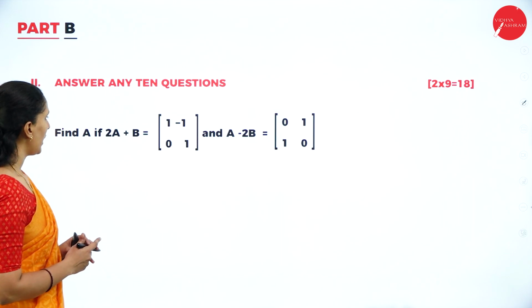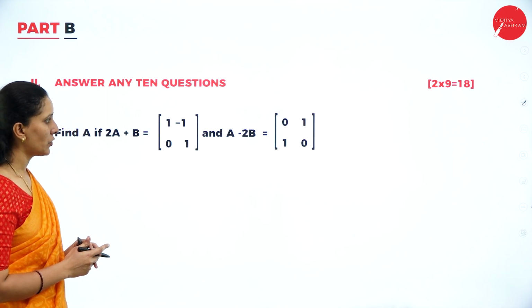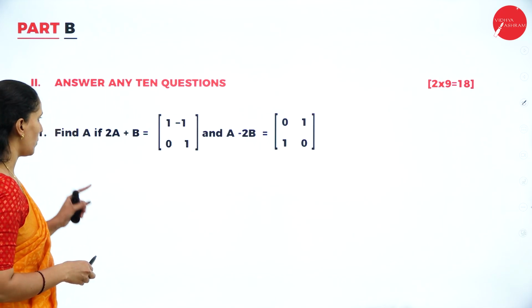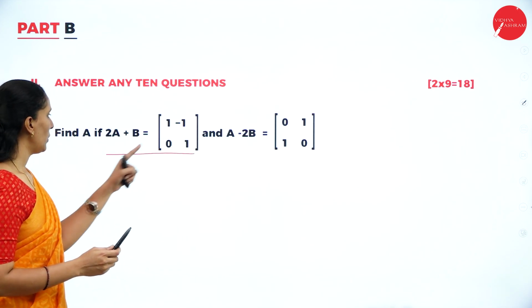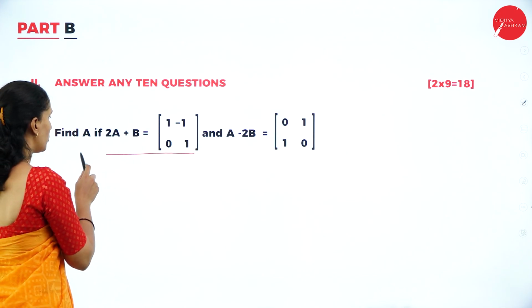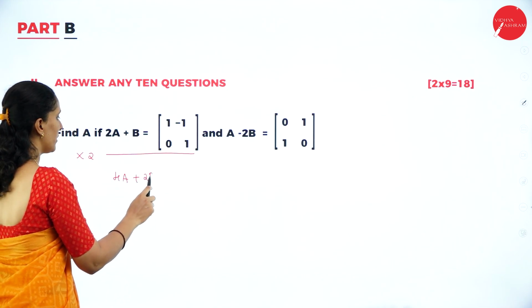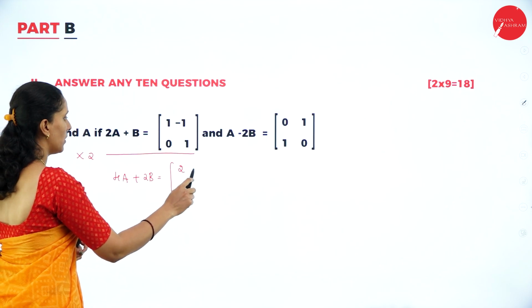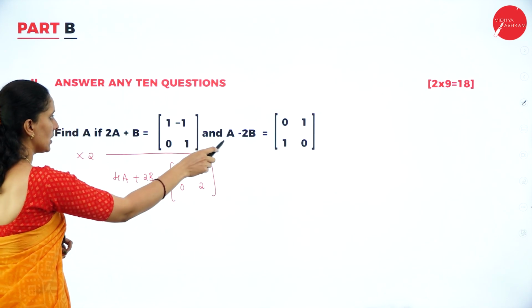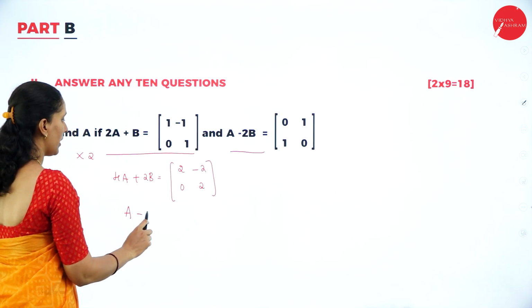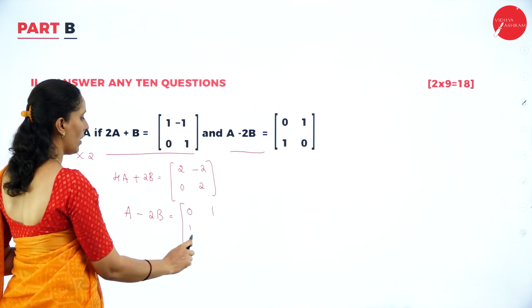Find A if 2A plus B is equal to the matrix 1, minus 1, 0, 1 and A minus 2B is equal to the matrix 0, 1, 1, 0. So here we have this. Let's multiply 2 to the whole equation here. So if I multiply 2 here, then it is 2 2s are 4A plus 2B is equal to 2, minus 2, 0, 2. Now let's add with this the second one. We have A minus 2B is equal to 0, 1, 1, 0.